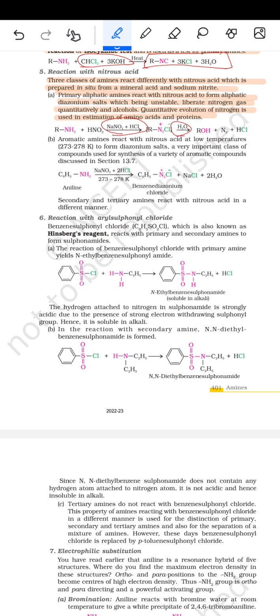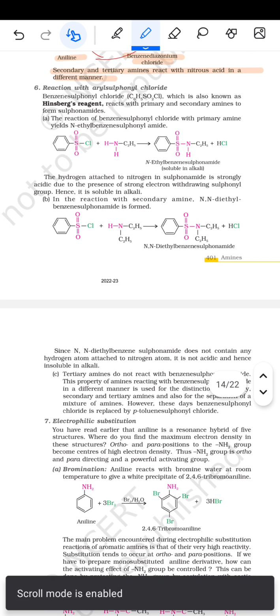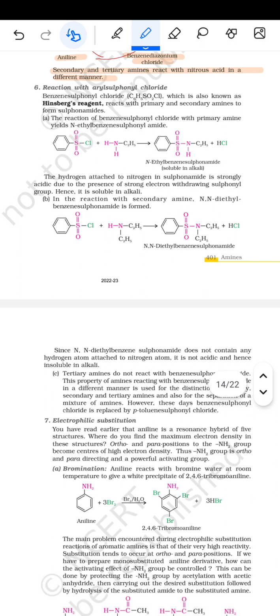बन जाएगा. उसके बाद फिर आता है aromatic amines react with the nitrous acid at low temperature, 273 से 278 Kelvin, to form the diazonium salts, a very important class of the compounds used for the synthesis of a variety of the aromatic compounds discussed in the section 13.7. तो C6H5NH2 एनिलीन है, NaNO2 प्लस HCl, 273 से 278 Kelvin पर मिलाएं तो एनिलीन से बेंजीन डाइजोनियम क्लोराइड बन गया. Secondary and tertiary amines react with the nitrous acid in a different manner. उसके बाद फिर आता है रिएक्शन विद द एरिल सल्फोनिल क्लोराइड.